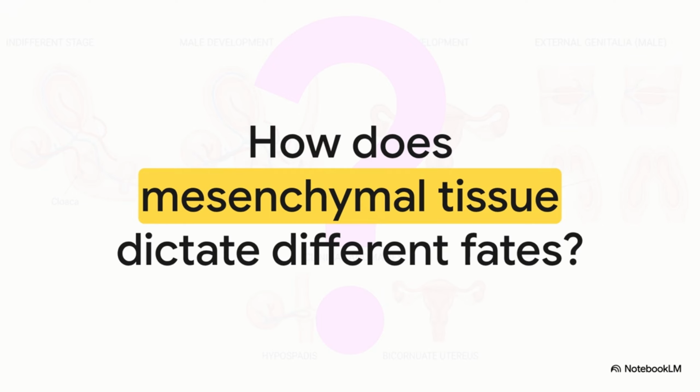So, as we wrap up, think about this. We've just seen how the exact same starting materials, things like the gubernaculum or the mesonephric ducts, are masterfully repurposed by the embryo to build entirely different, highly specialized tracts. It really begs the question, how does a single layer of mesenchymal tissue dictate the fate of entirely different organ systems across biological sexes? It's honestly a testament to the mind-blowing precision of human development. Review these pathways, understand those clinical correlates, and you are going to be perfectly primed for your board exams.